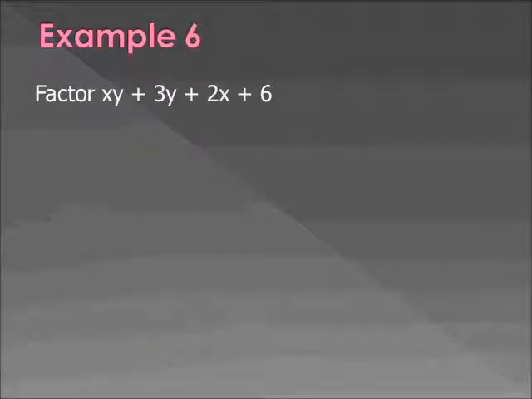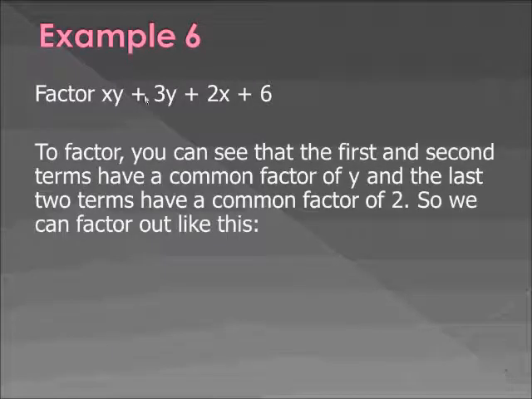All right, example 6. Now we get to something that's slightly more complicated. We factor xy plus 3y plus 2x plus 6. Now what you're going to want to do is look for common factors between pairs of terms. If you take a look at this one, and there are a couple other examples on page 185 in the book, you will notice that among the first two terms there's a common factor of y. In the second two terms there's a common factor of 2.